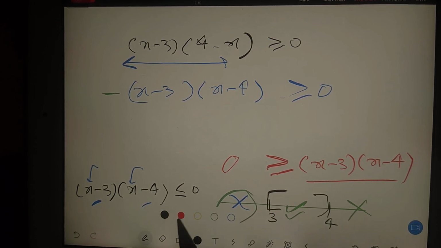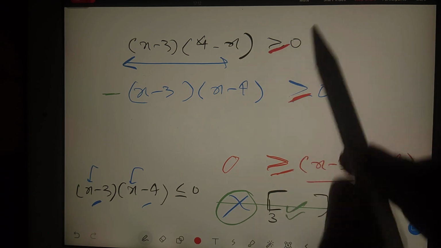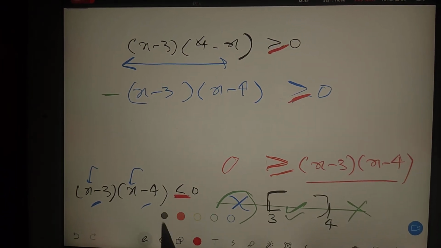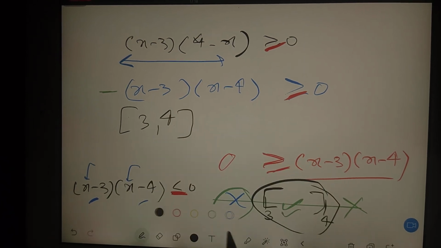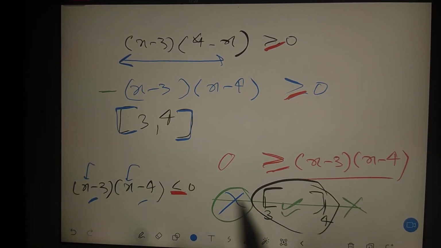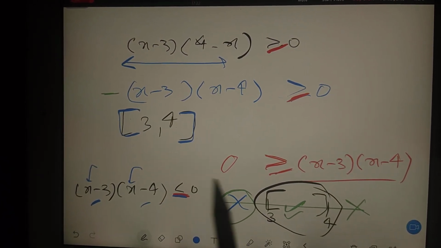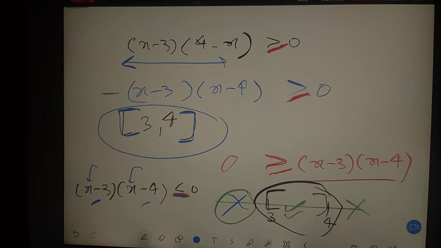And now see here, because the equal sign is there, this time you will take the 3 to 4 interval, and you will choose a closed interval because the equal sign was there. So this became your domain for this question.